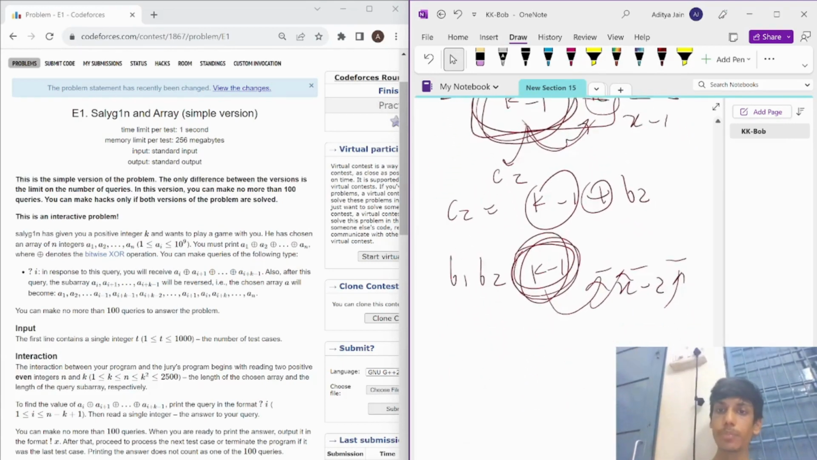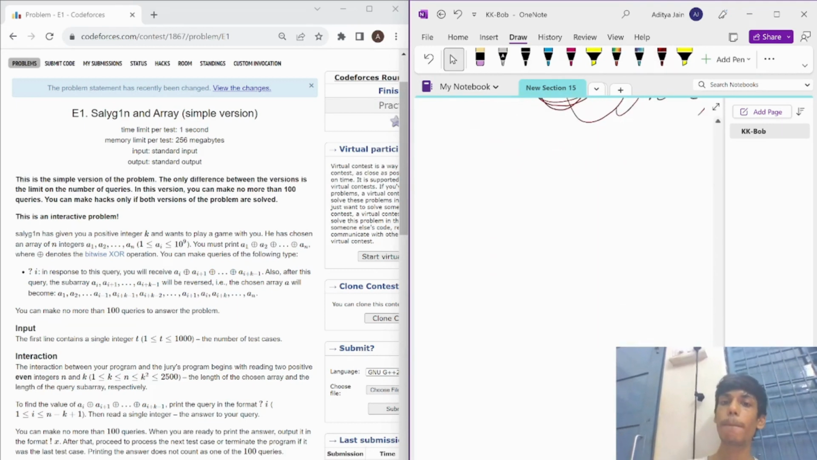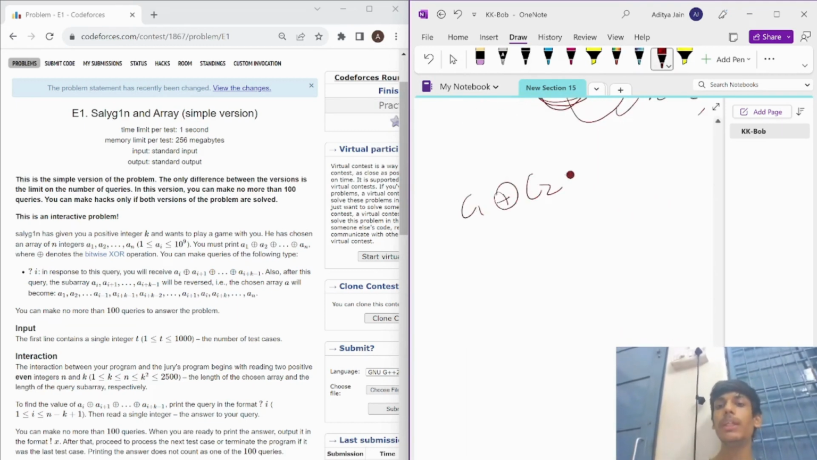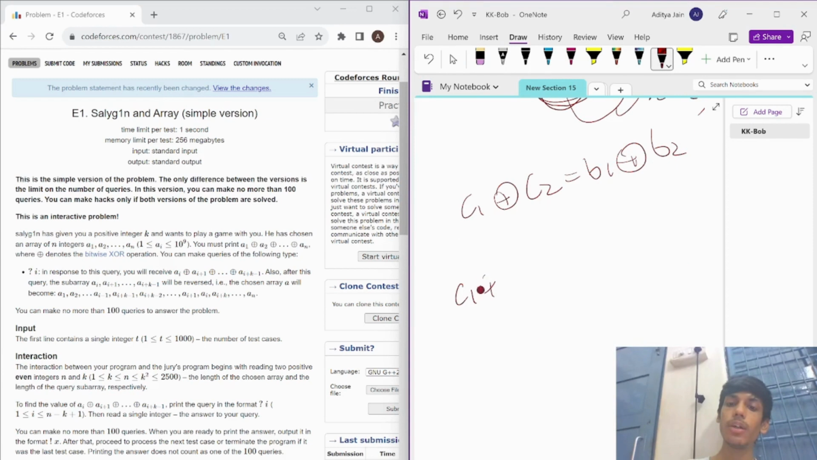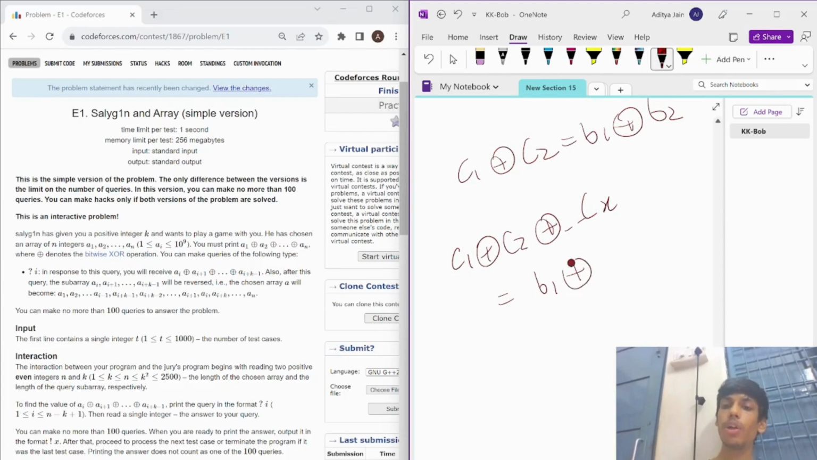So we'll keep on taking the XOR of this k minus 1 segment with these elements. Now suppose x was 2, so you have C1, you have C2. Now if you take the XOR of C1 and C2, since k minus 1 is getting repeated in both of them, the effect of k minus 1 is eventually going to vanish, and C1 XOR C2 will be equal to B1 XOR B2. Now if you calculate the XOR of C1, C2 up to Cx, you will get it equal to B1 XOR B2 up to Bx.